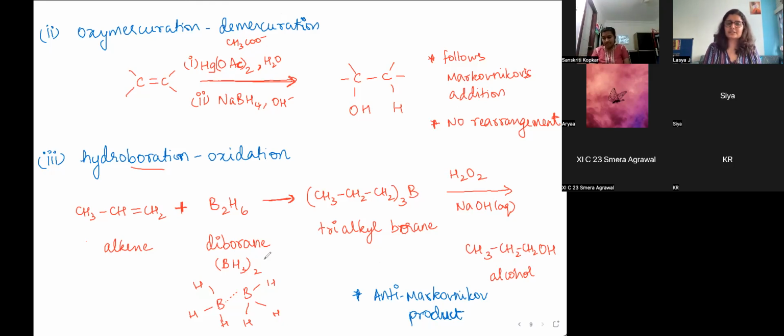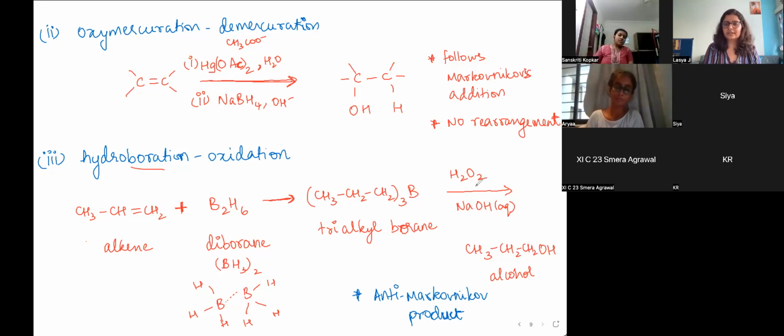The reagent used in this is diborane for the hydroboration part, and oxidation will take away the boron and give you the required alcohol. Oxidation you do with peroxide and sodium hydroxide. The byproduct in this, after removing the boron, you get sodium borate, Na3BO3. Because you have NaOH also, you end up getting the sodium salt. Sodium borate.